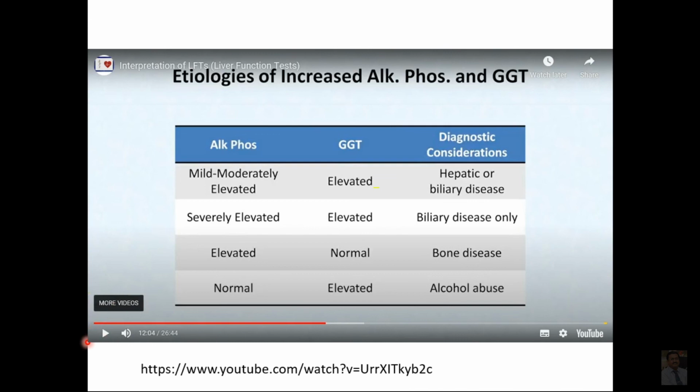In the second case, biliary disease only, severely elevated is alkaline phosphatase, and elevated is GGT. And in bone disease, only alkaline phosphatase is elevated, and GGT is nearly normal. In alcohol abuse, alkaline phosphatase is nearly normal, and the elevated level of GGT is there. So this is a very significant one to identify.